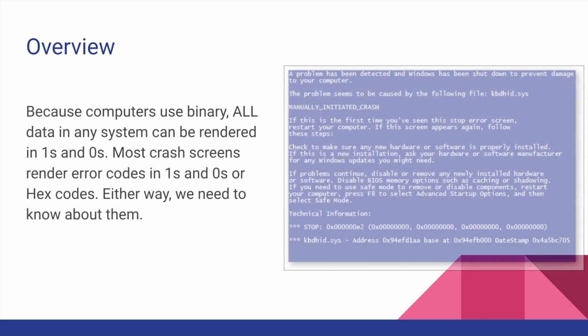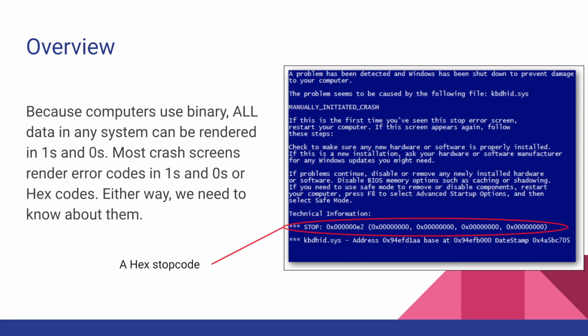Why? Well, it's actually quite simple. All computers use binary data. You might have heard that before in one of these presentations. And because all data in any system can be rendered in terms of ones and zeros, we kind of want to make that more convenient to render. And we do that by using hexadecimal, which renders 4 binary digits into 1.